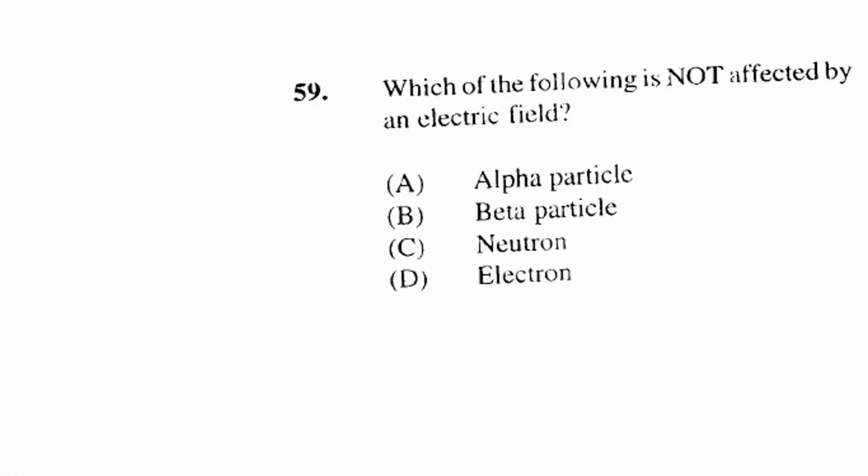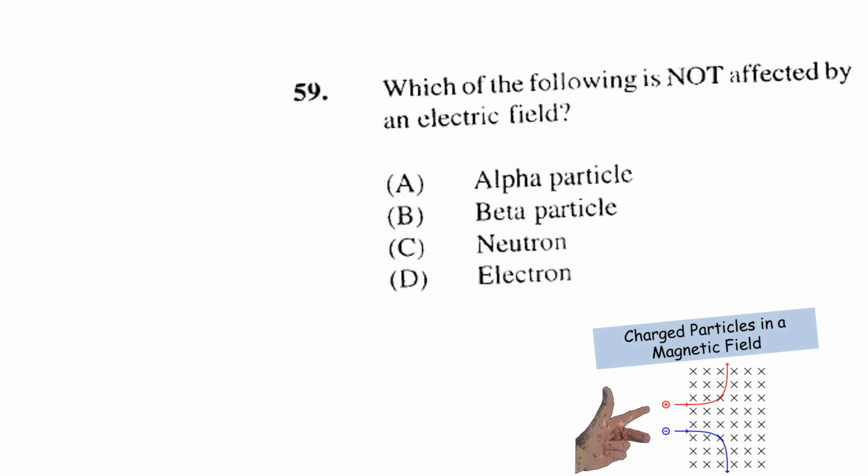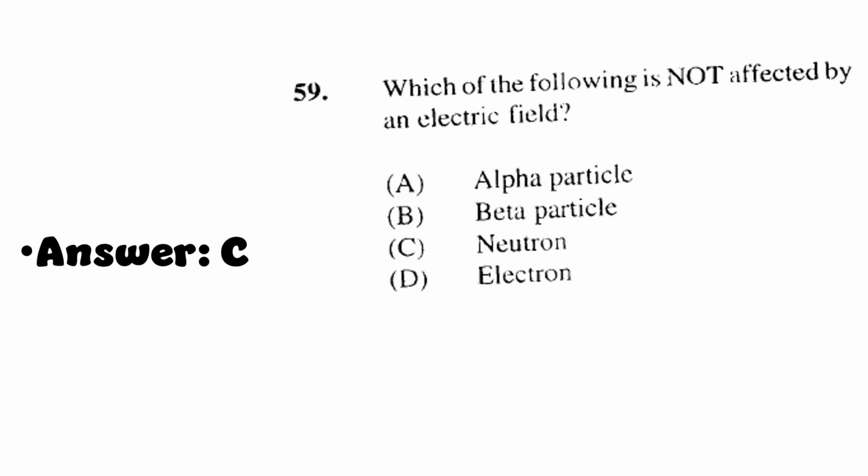Number 59. Which of the following is not affected by an electric field? A, alpha particle, B, beta particle, C, neutron, or D, electron. This is very much like a previous question we just saw. A, B, and D all have a charge, so those can be affected by an electric field. And neutron doesn't have any charge, hence the answer is C.